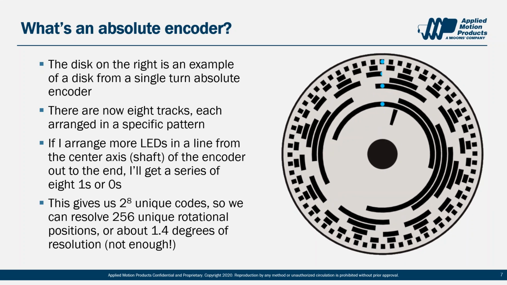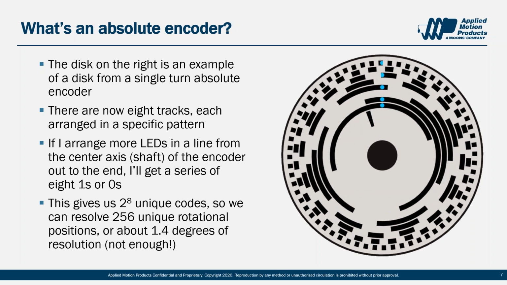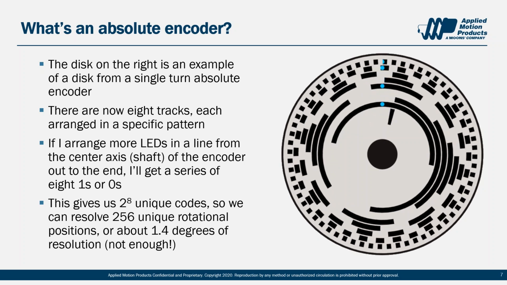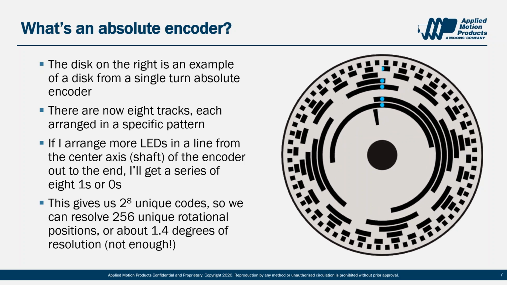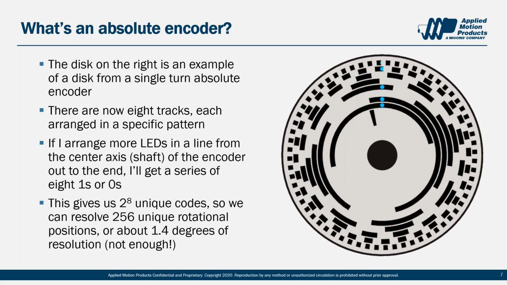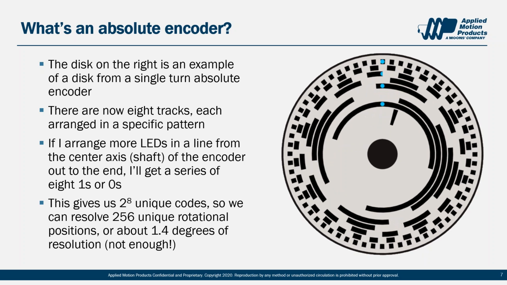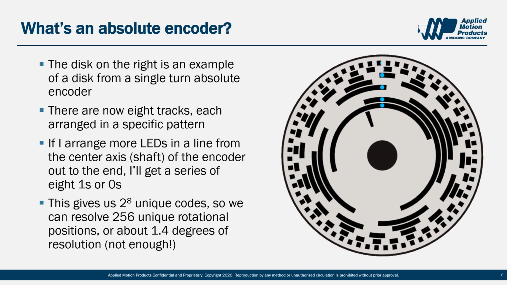Going back to CS 101, this gives us 2 to the 8th, or 256 unique positions around the disk. This allows us to, without context, look at the pattern of LEDs and know exactly where in 360 degrees the drive is, with a resolution of 360 degrees over 256 counts, or about 1.4 degrees per count.